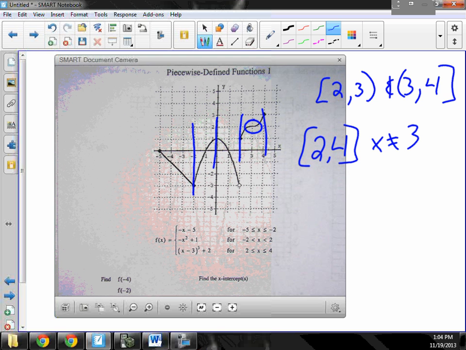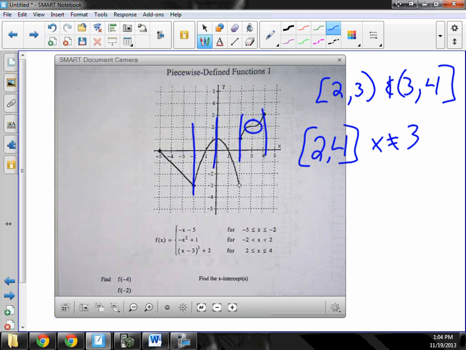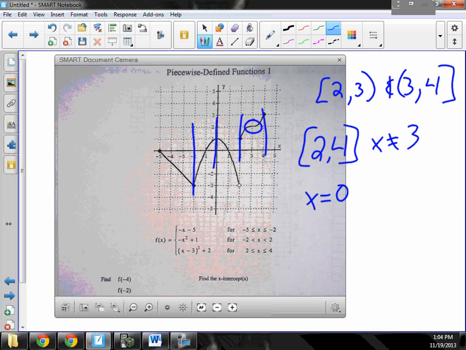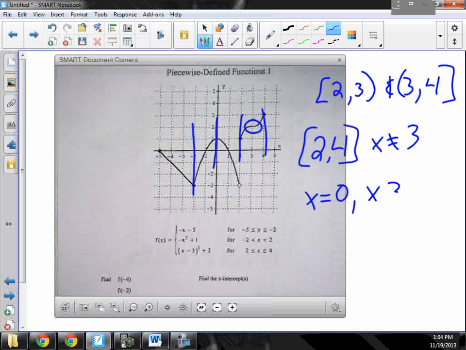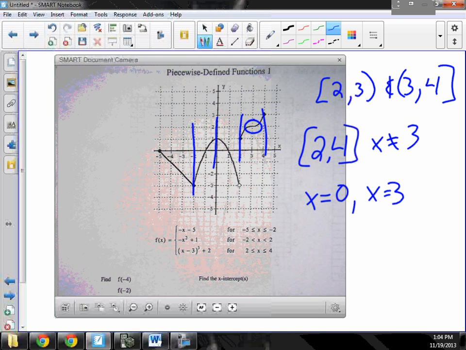What does it mean for a function to be constant? Constant means not changing, so not going up or down. So where is the graph constant? So it's constant at x equals 0 and x equals 3. Okay.